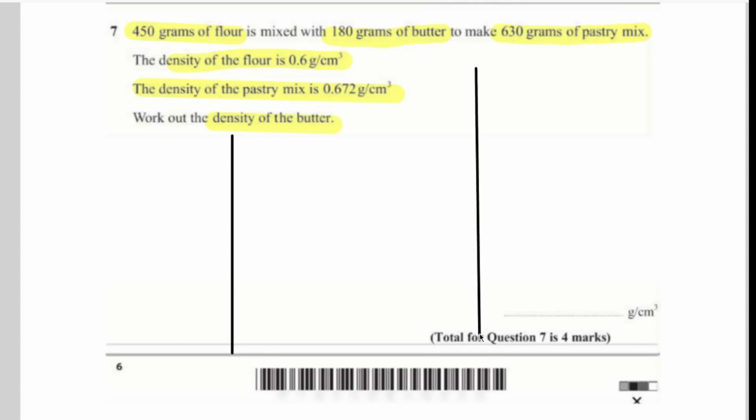So let's do this question in this way. Let's categorize the information in this way. In this column, information on flour, information on butter here, information on pastry mix here. Okay, now you should know this thing.